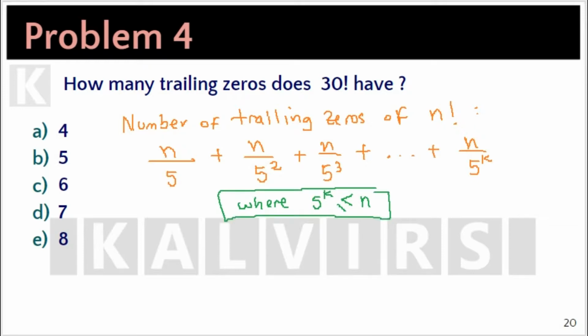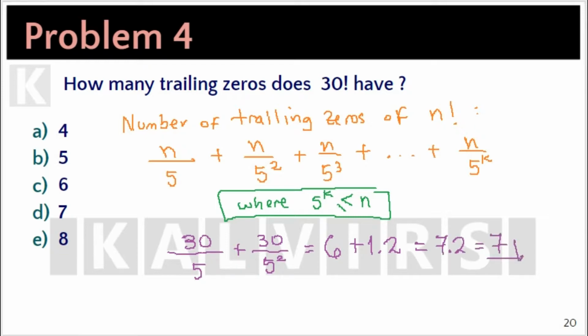Thus, the number of trailing zeros of 30 factorial is 30 over 5 plus 30 over 5 squared. This is 6 plus 1.2, 7.2, finally 7 trailing zeros. Note that decimals will always be rounded down. Choice D is correct.